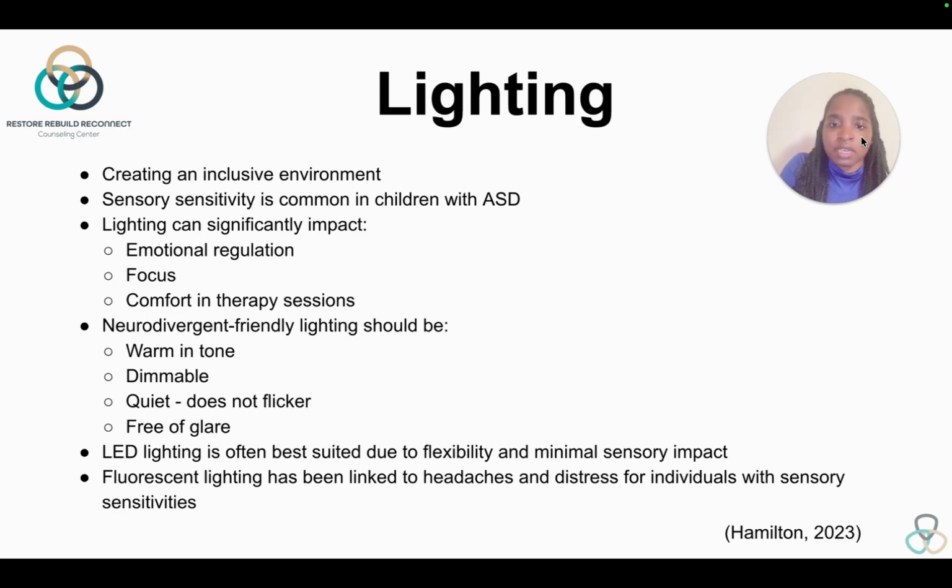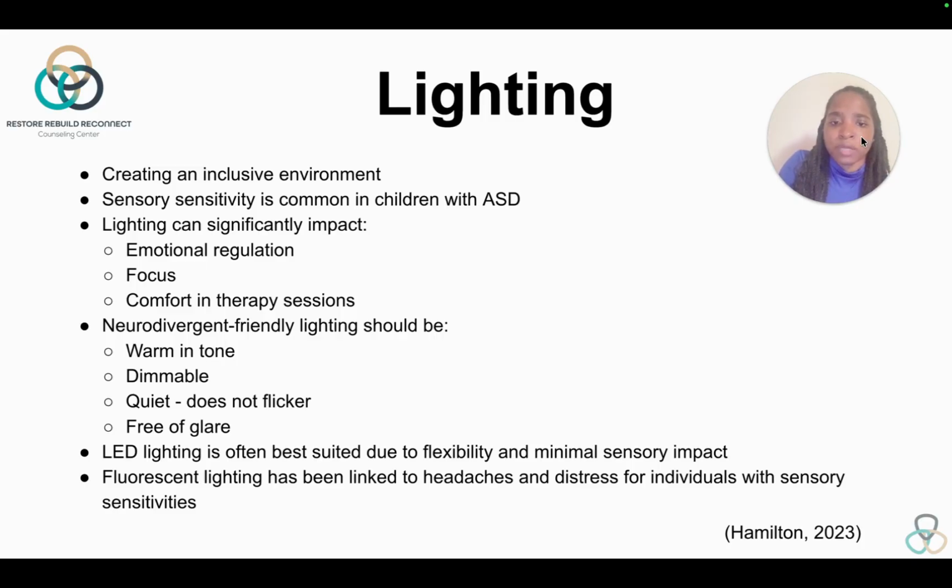So direct lighting can affect a child's emotional regulation, ability to focus, and overall comfort. Harsh or overstimulating lighting can really increase anxiety, distractibility, and sensory overload, while more appropriate lighting can help them feel calmer and more engaged. So what neurodevelopmental friendly lighting typically looks like is a warmer tone that is dimmable, quiet, meaning that it doesn't flicker.